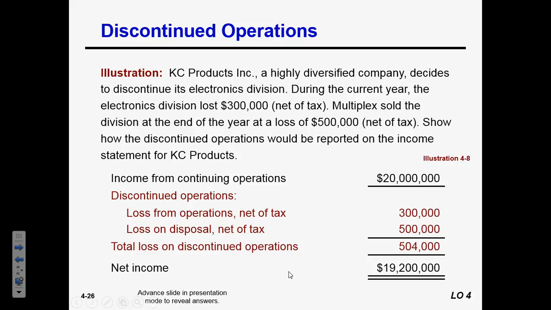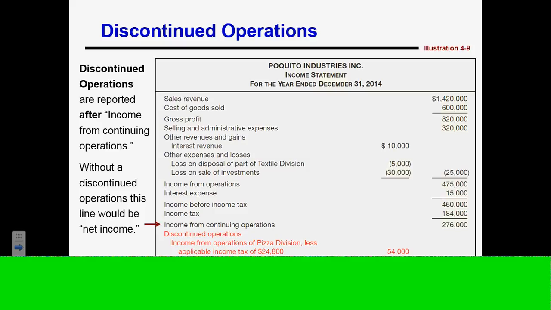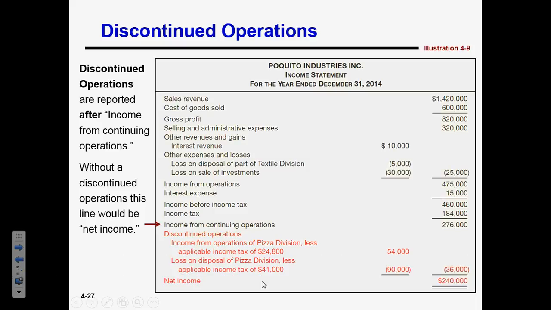By the way, what would you show earnings per share on? Everything from this 20 million down, every single line, okay? And I don't know why. I think it's kind of silly, but it's required, okay? So here's an example of where they put the discontinued operations. Oh, and this is the line, right? This line, income from continuing operations. They should have called this income from continuing operations before tax up here, okay?